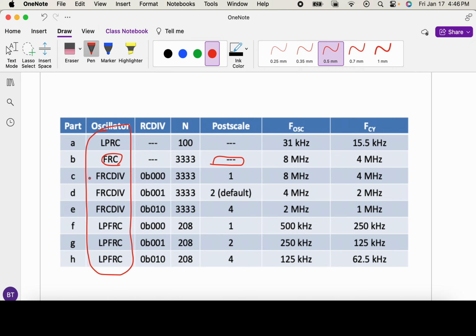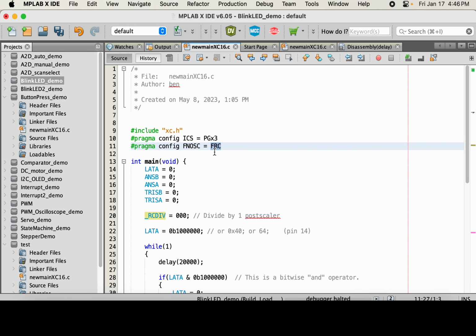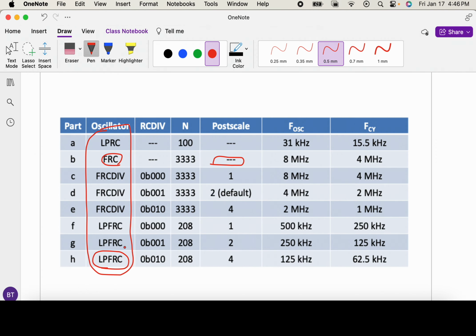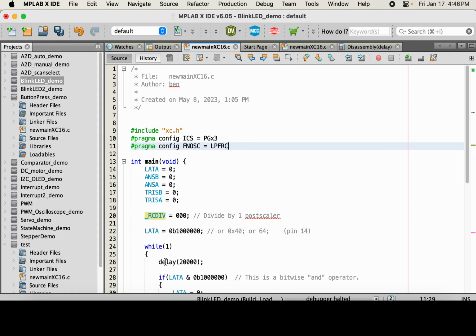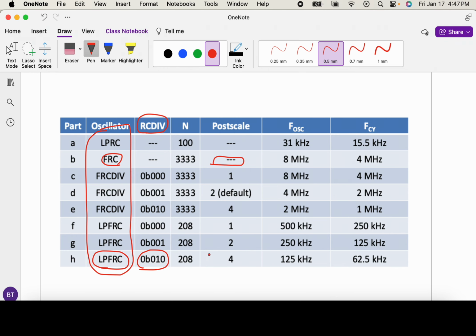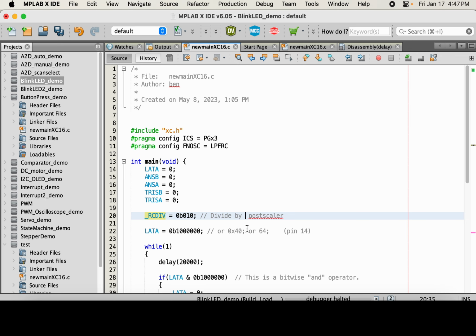But let's say we wanted to use a postscaler and slow things way down. So we could use, for example, LPFRC for the compile time. And then we could do a divide by 4 postscaler. That would be an RC div value of 0B010. So down here we could say RC div 0B010, and that would give us a divide by 4 postscaler.